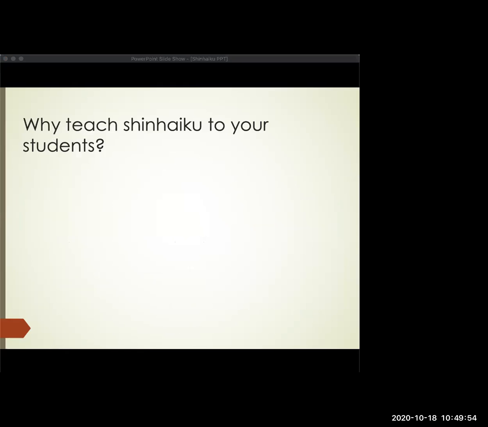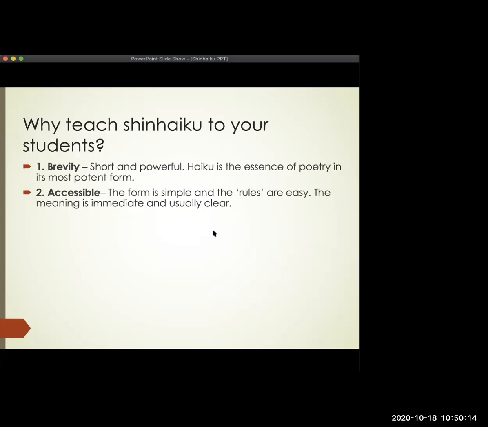So why teach shinhaiku to students? Let's talk. Of course, it's short: brevity, short and powerful. It's the essence of poetry. If you think about a long poem, you just take the most important, the best part of it, okay? Next, it's accessible. The form is simple and the rules are easy to understand. I just explained them and I'm pretty sure everyone can gather the meaning pretty easily.